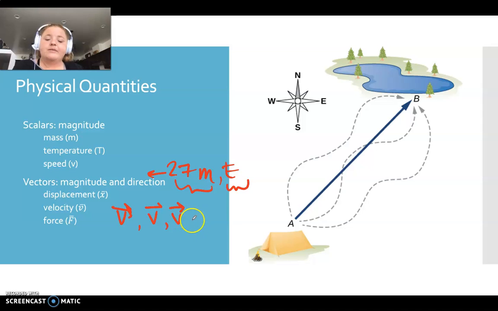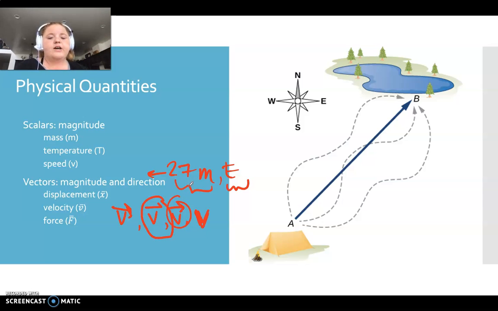Sometimes it'll be bolded. So sometimes in different textbooks, you'll see them a little differently. I believe our textbook uses something like this or this. You'll probably see me write bars a lot, but it all means the same thing. They're just trying to indicate that it is a vector.